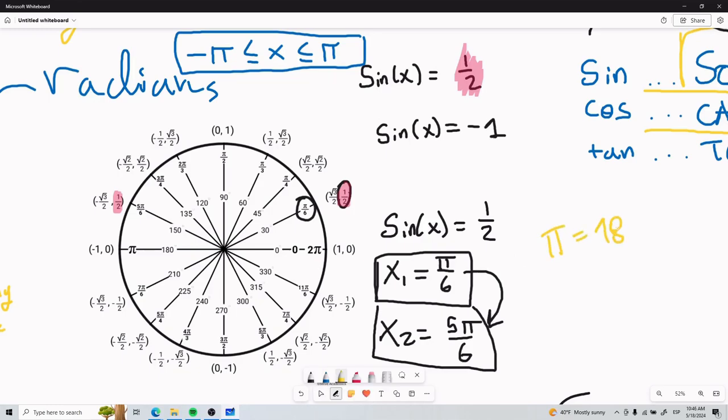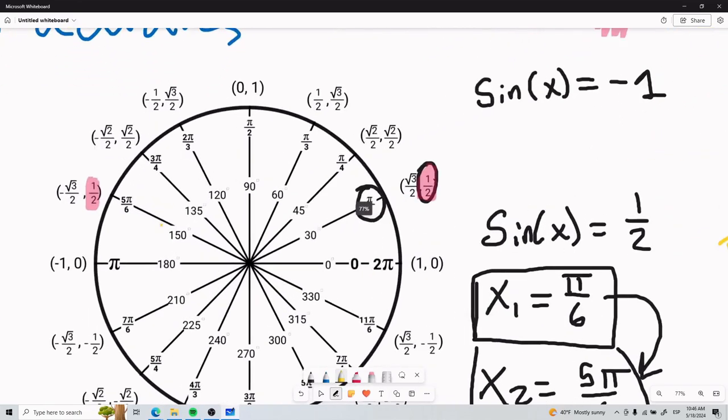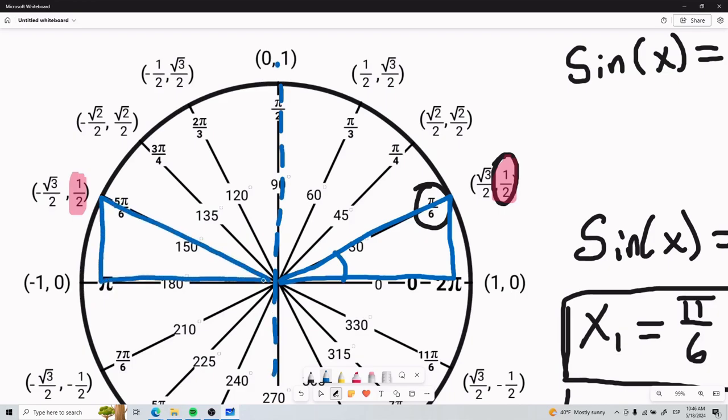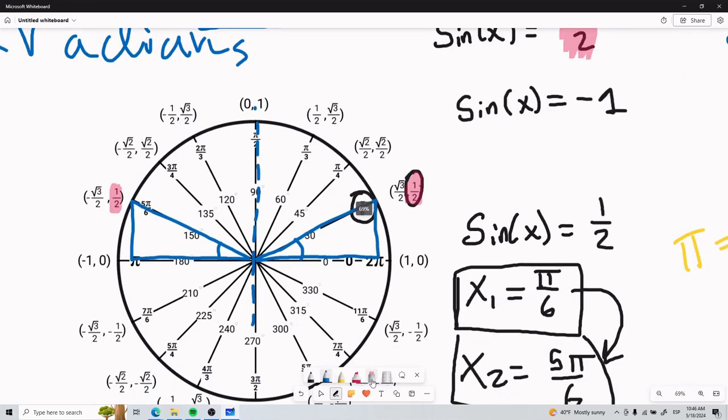Pi is 180 degrees. Because the unit circle is filled with mirrors, the angle pi over 6 here, the opposite of 1/2 here, is the same, if you think about it as a mirror, as the triangle over there. So how can you pass from one triangle to the other? Well, 180 degrees is this whole thing. So 180 minus this blue chunk here makes you end up with the other side.